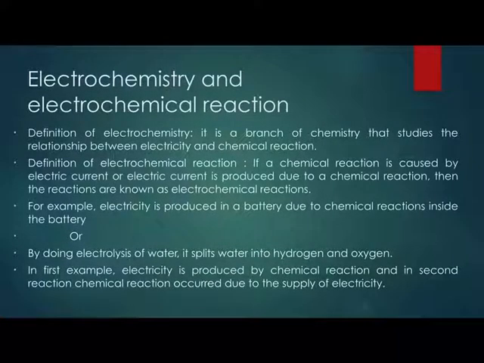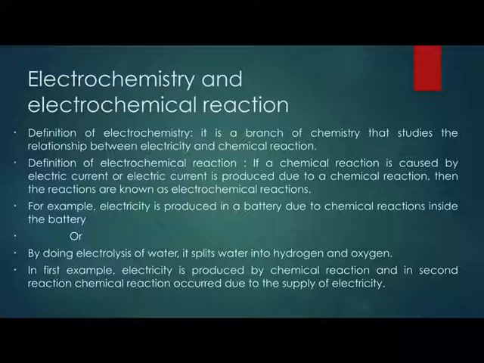Now we know that electrochemistry is a 200-year-old science, and we will define electrochemistry as a branch of chemistry that studies the relationship between electricity and chemical reaction. Those kinds of reactions are known as electrochemical reactions. So the definition of an electrochemical reaction is: if a chemical reaction is caused by electric current or electric current is produced due to a chemical reaction, then the reactions are known as electrochemical reactions.